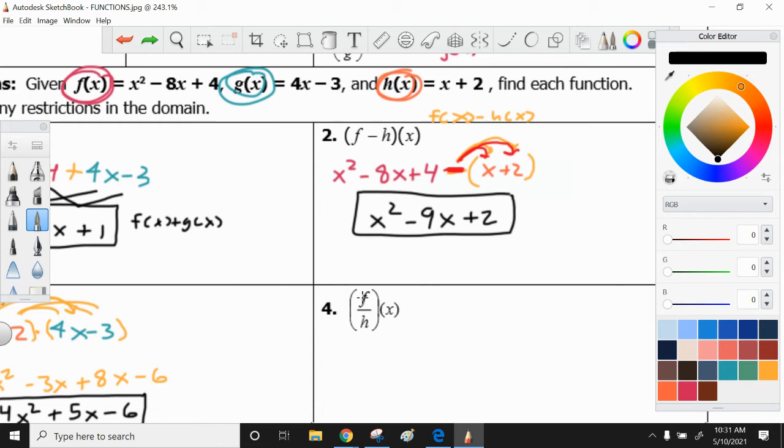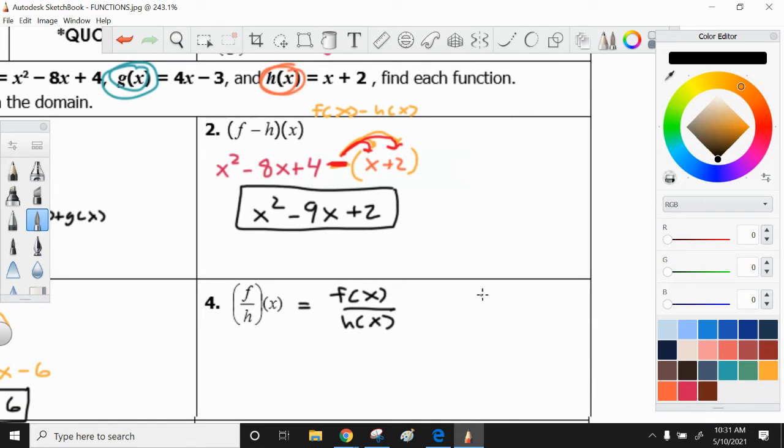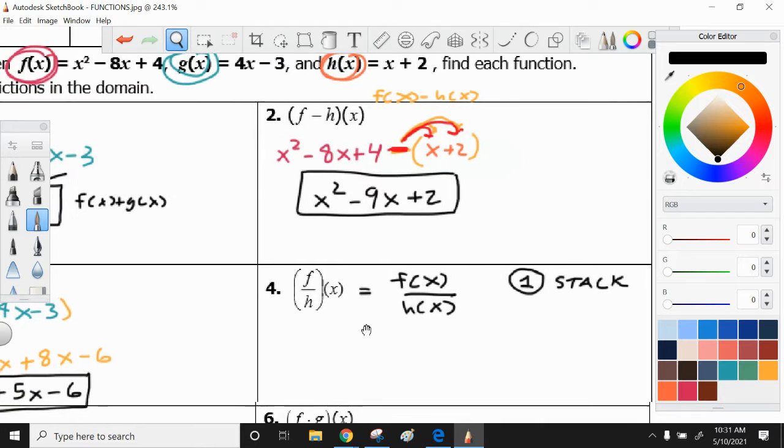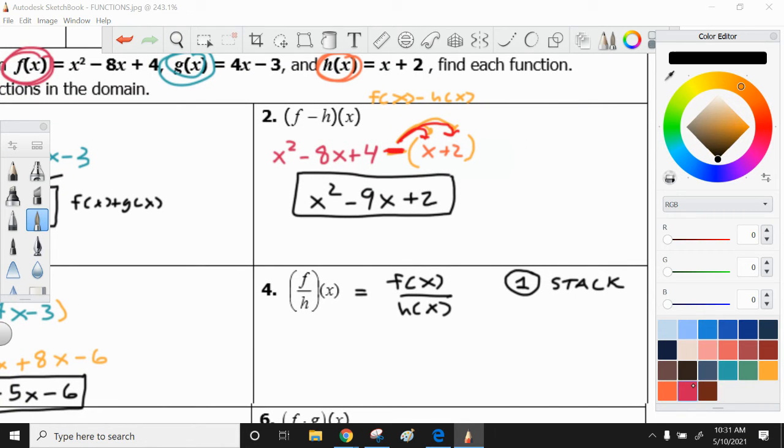In Algebra 2, if it says f divided by h, all we need to do is put the f on top of the h. Okay? So with division, step 1, you just got to stack them up. Just put one of them on top of the other one. So f goes on top of h, that's fine. f is x squared minus 8x plus 4. And in the bottom, we have h, which is orange, x plus 2.